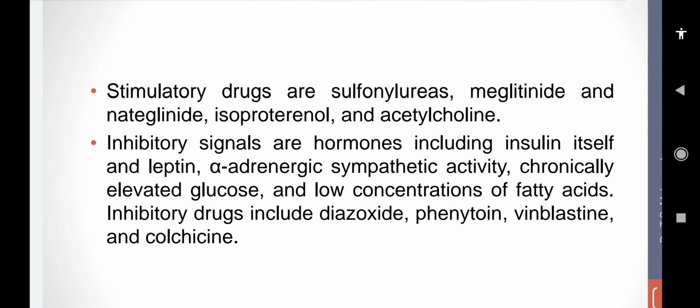Stimulatory drugs are sulfonylurea, meglitinide, nateglinide, isoproterenol, and acetylcholine. And these are some inhibitory signals or hormones, including insulin itself, leptin, alpha-adrenergic sympathetic activity, and low concentration of fatty acids. Inhibitory drugs include diazoxide, phenytoin, vinblastine, and colchicine.